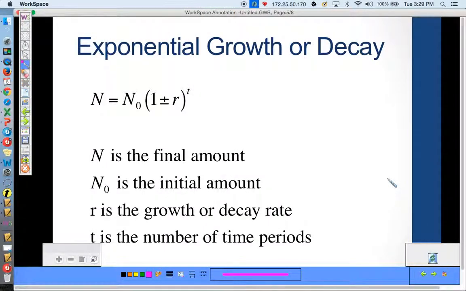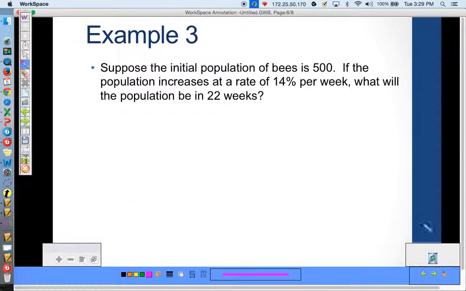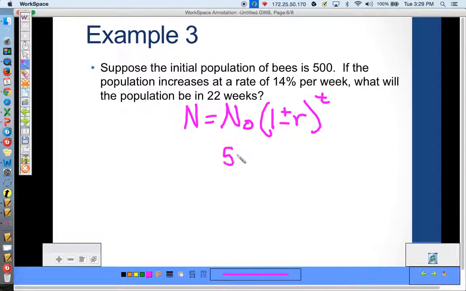So exponential growth and decay, here's our equation for it. We start with our initial amount, and then it's 1 plus or minus our rate, to the number of years. So I'm going to write that equation: n sub 0 times 1 plus or minus our rate, to the t. Our initial population is 500, so we start with 500. If they increase at 14%, so 14% is 0.14, for 22 weeks. And then we'd have to type that straight into our calculator.